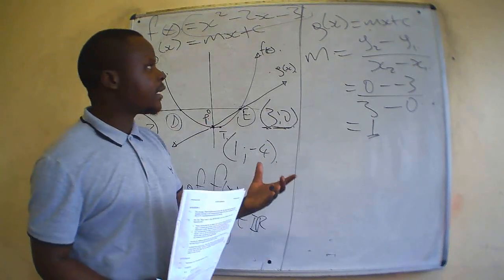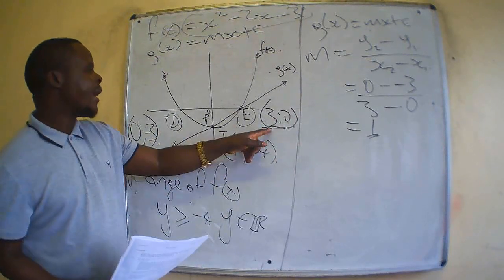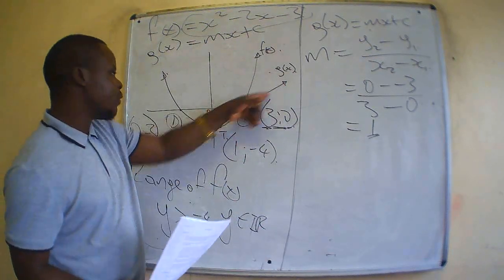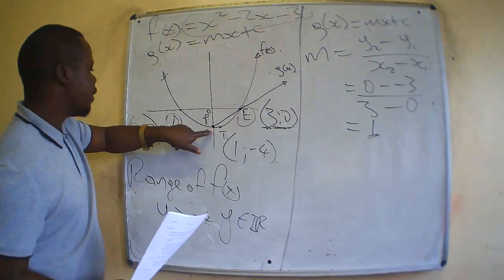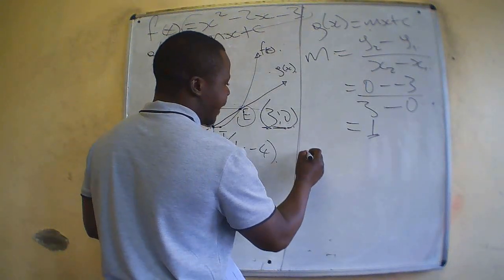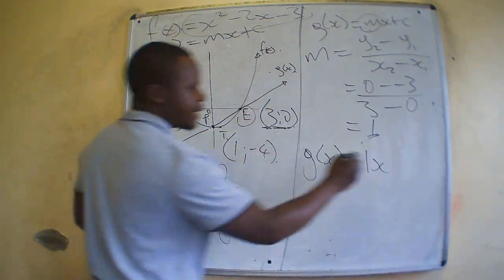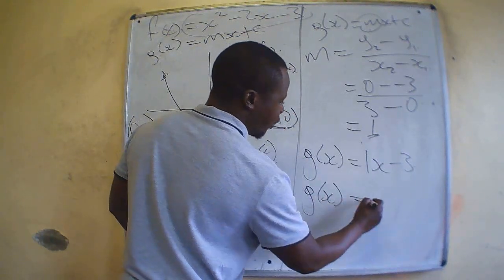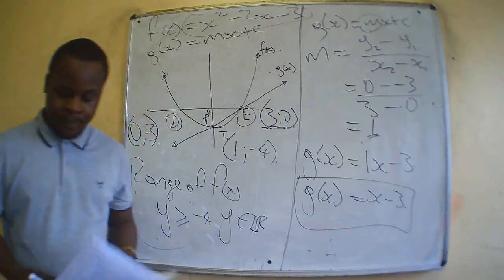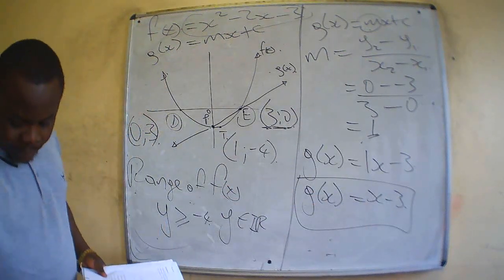We have the gradient. The next step is to substitute, but before we can substitute, what will we be looking for? We are looking for the y-intercept, which is the value of c. The y-intercept of this line is at this point, (0, -3). So we rewrite g of x equal to our m, which is 1x, and our y-intercept is -3. Therefore, g of x is equal to x minus 3. So this is the equation of g of x. We move on to the next question.